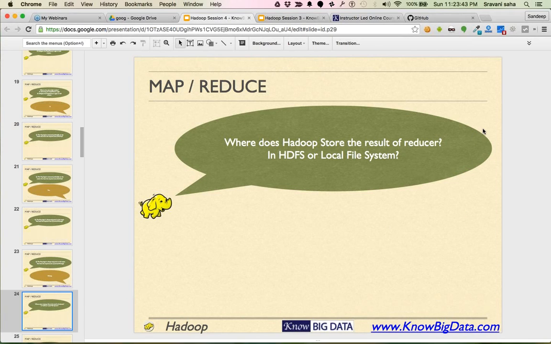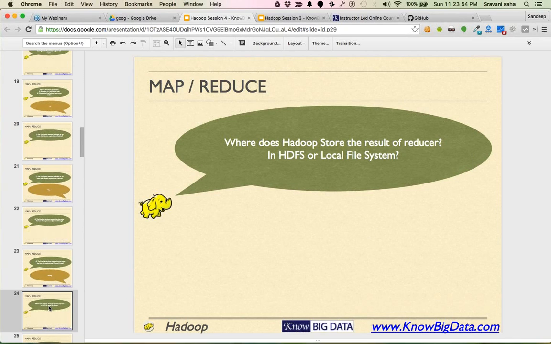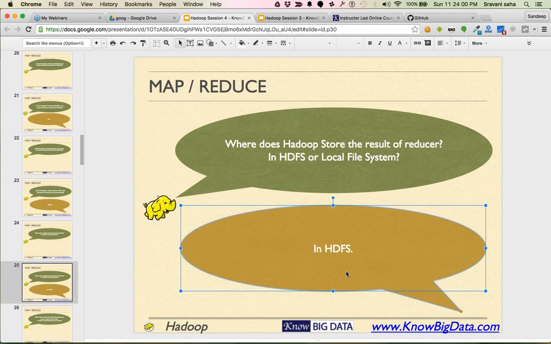Now, here is the question: where does Hadoop store the result of the reducer? In HDFS or in the local file system? That's right. It is HDFS. Brilliant. It won't store it in the local file system. It will store it in HDFS. All right.